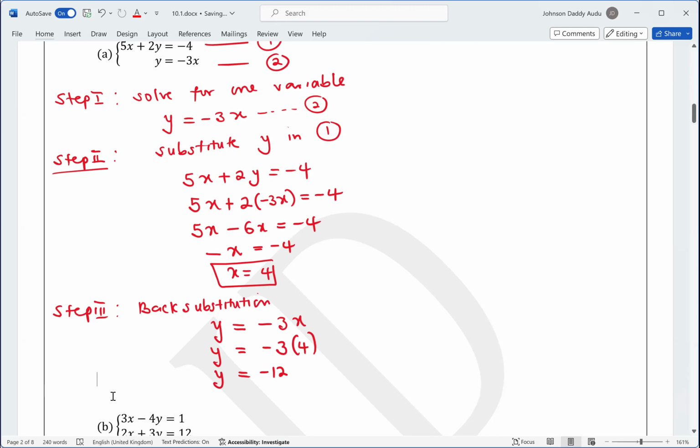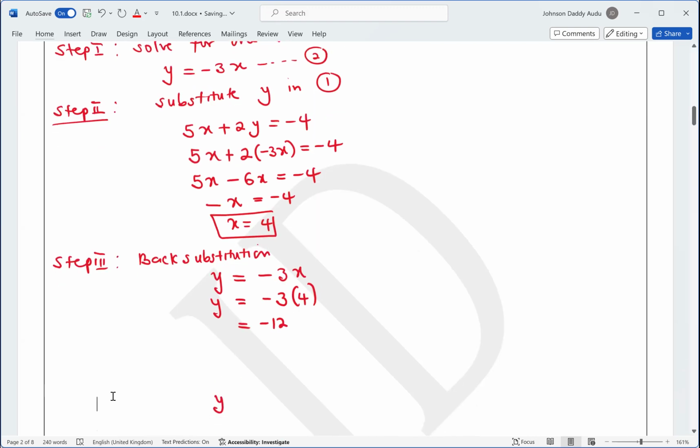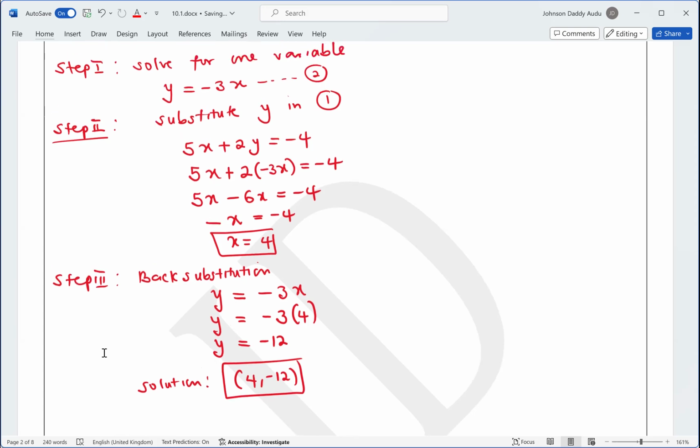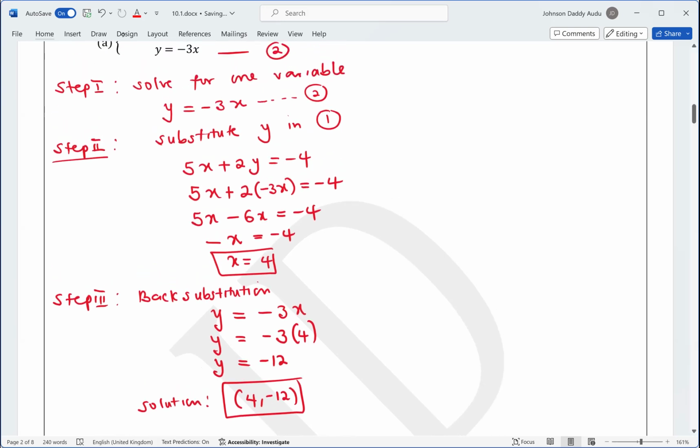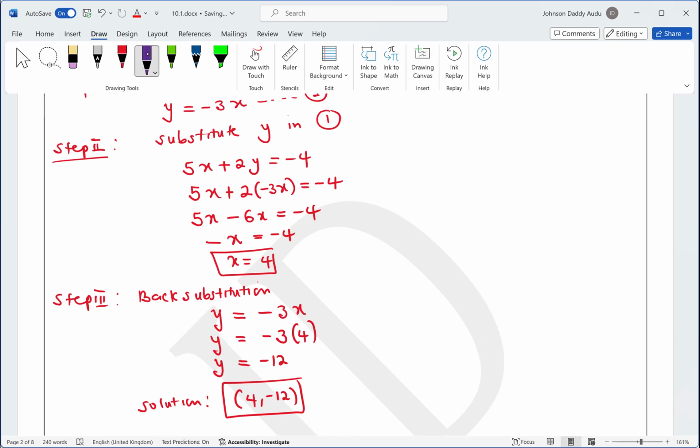So what is the solution? The solution is going to be simply x is 4 and y is minus 12. So we'll say the solution is 4 and minus 12, right? And this we can always check. So let's do the checking here.